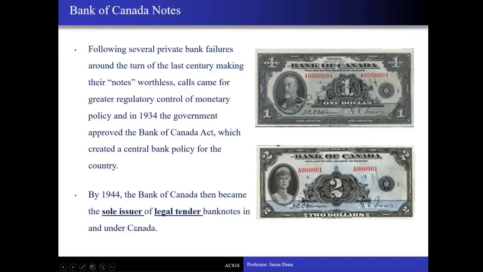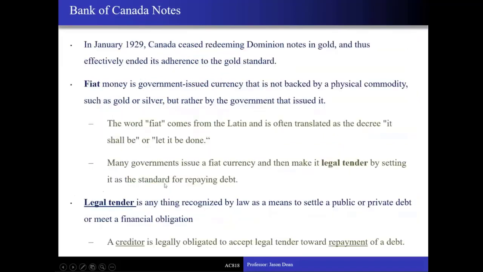So it was by 1944. Although the Bank of Canada was established in 1935, it was in 1944 that they finally became the sole issuer of legal tender banknotes in Canada. And so just some more historical notes. In January 1929, Canada ceased redeeming Dominion notes in gold and thus effectively ended its adherence to the gold standard. So that's where we were no longer part of it; there's nothing to do with gold anymore.